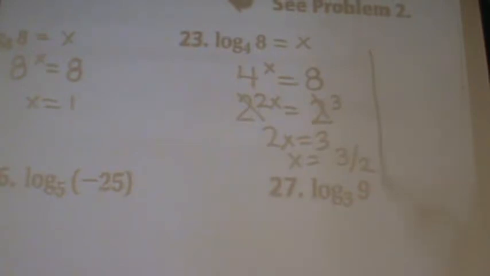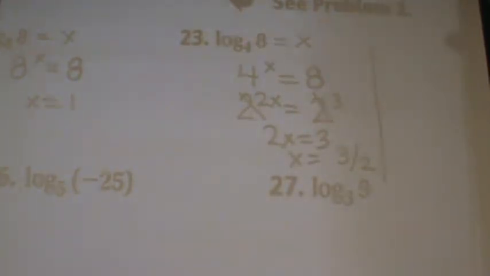So again, 4 to the x power is 8. Get them both in base 2. 4 is 2 squared, so 2 squared x, and then 8 is 2 to the third. These 2's cancel. 2x equals 3, divide by 2. Now to do it on the calculator, type it in. So either type in log, if you have the 83, log of 8 divided by log of 4, and you're going to get 1.5. Or you use the Inspire.